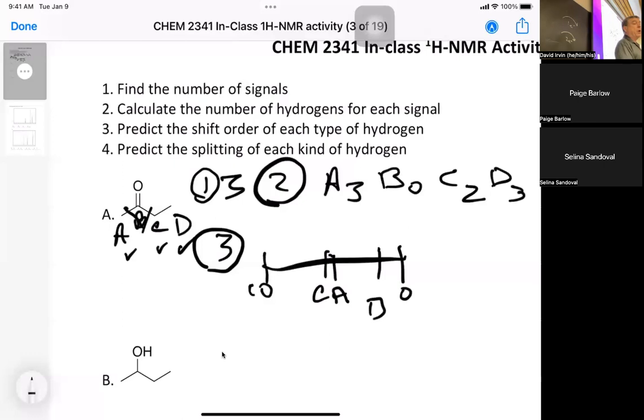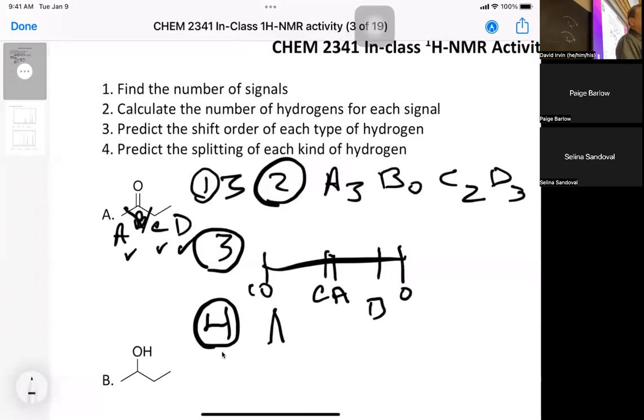Okay, so that's part 3. Now, part 4 is going to be, I want you to draw the shape of the peak. Peak A is going to be one peak because there are no hydrogens within 3 bonds.